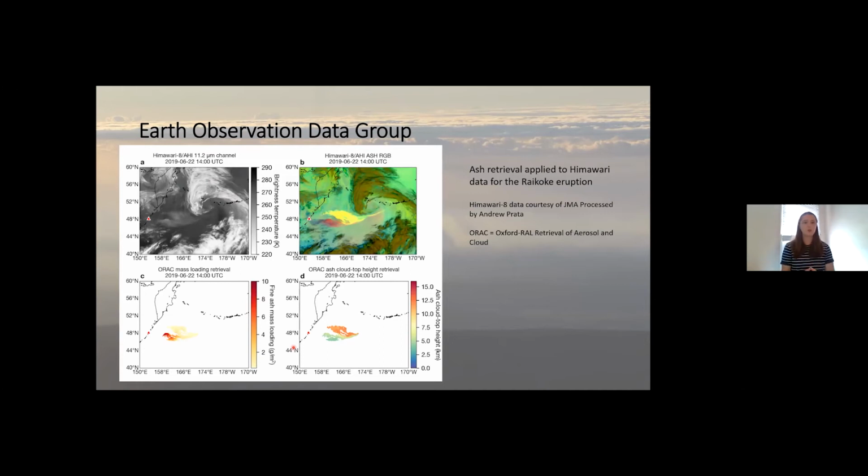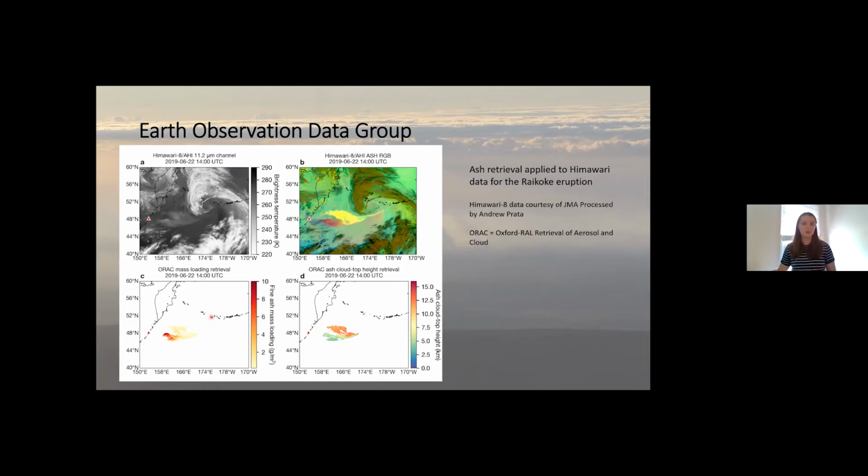So before I go on to talk about some of the case studies or some of the work that we've been doing, I wanted to take a very small amount of time to highlight that this isn't the only work that we do in the Earth Observation Data Group. There's also this retrieval scheme called ORAC, which is the Oxford RAL Retrieval of Aerosols and Clouds, which other members of my group work on. That can obtain information on aerosols and clouds and can be applied to volcanic ash. And that's something that Andrew Pratt has been working on.